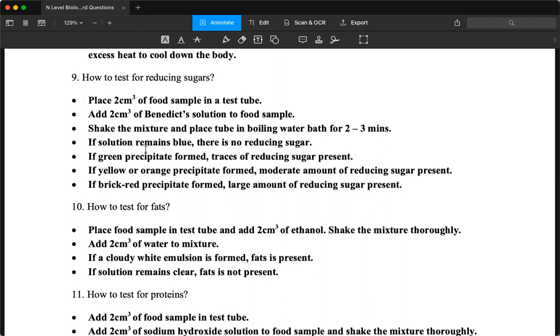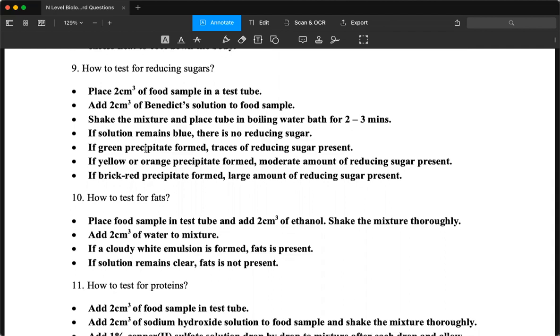If the solution remains blue, no reducing sugar is present. If green precipitate forms, traces of reducing sugar are present. If yellow or orange precipitate forms, a moderate amount of reducing sugar is present. If bright red precipitate forms, there will be a large amount of reducing sugar. So make sure you know what the different colors represent and remember the details in the testing of reducing sugar.